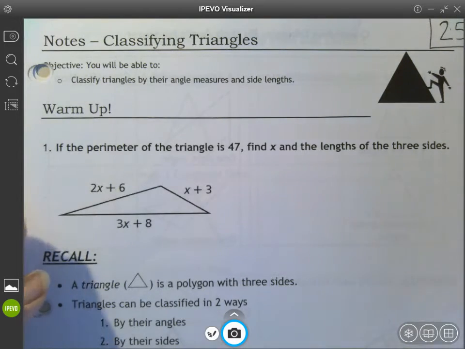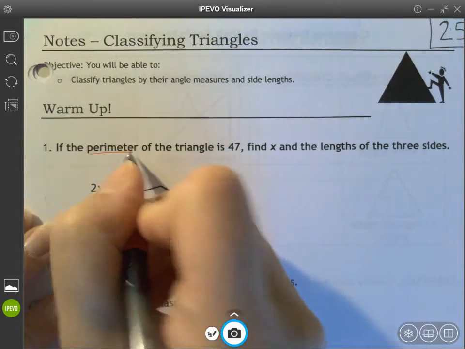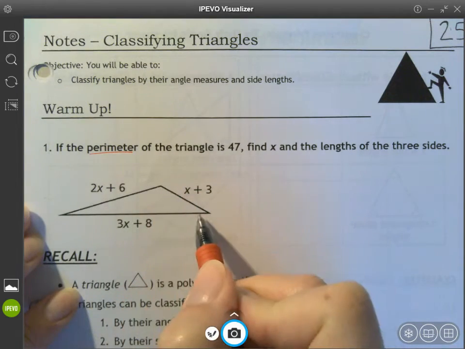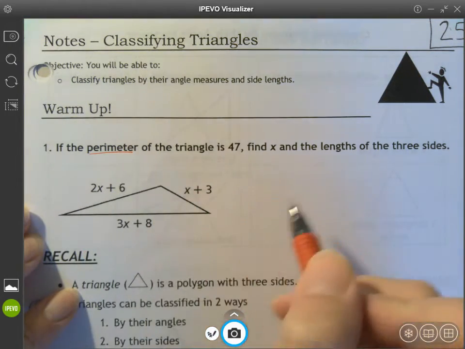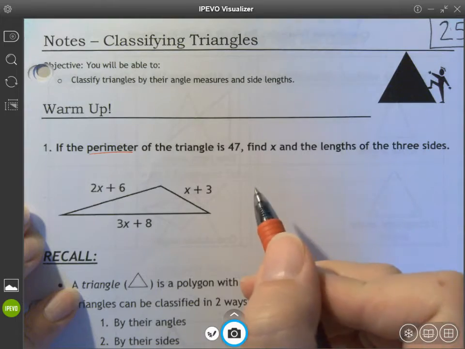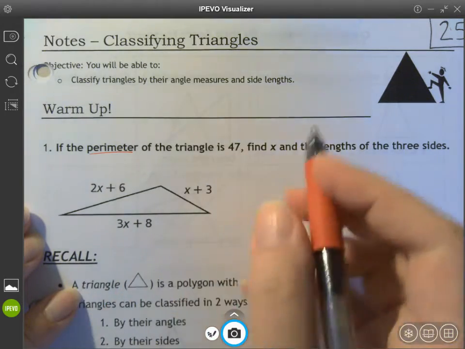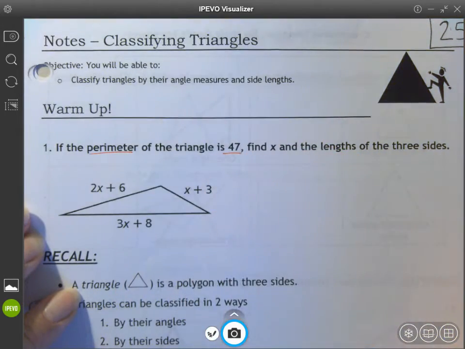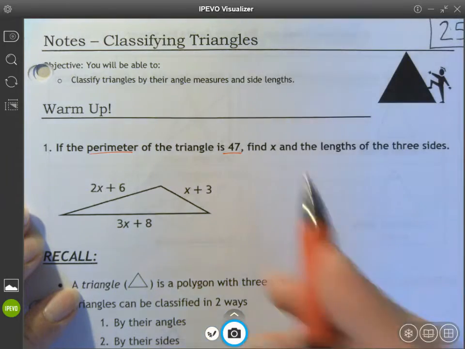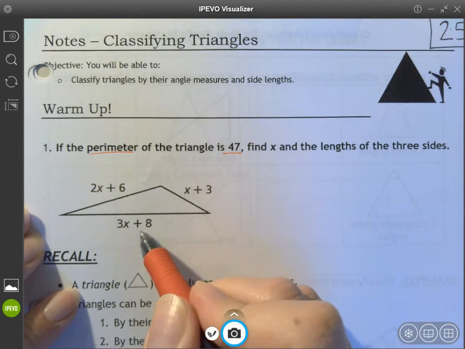The first thing we talk about is perimeter. Do you remember that perimeter is the distance around the edge of a polygon? And if it's a circle, we call that circumference. So we're talking about the perimeter, and they're telling us the perimeter is 47. To find the perimeter, we would just add up the lengths of the three sides.